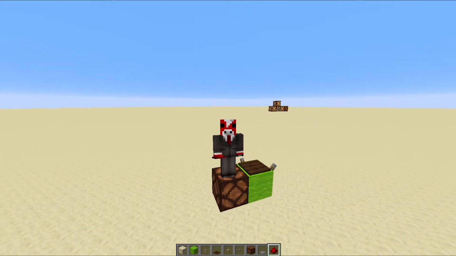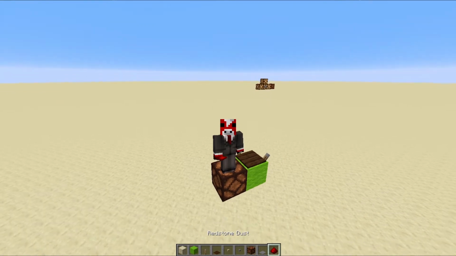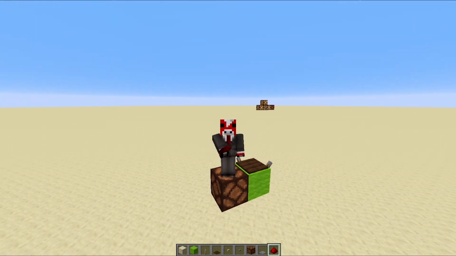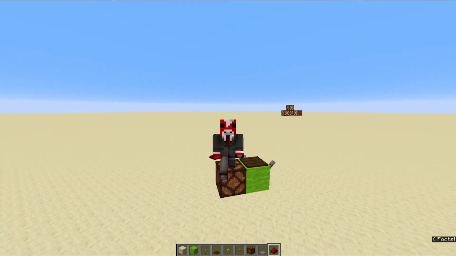But for today, we are moving on from this thing right here, and we are focusing on redstone dust, which I have in my hand right now, and in my opinion is probably one of the most important components when making your own redstone contraptions. So let's go ahead and get right into it.